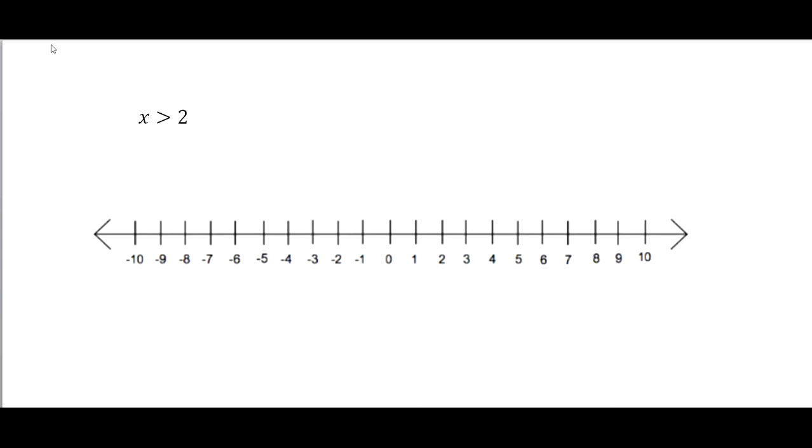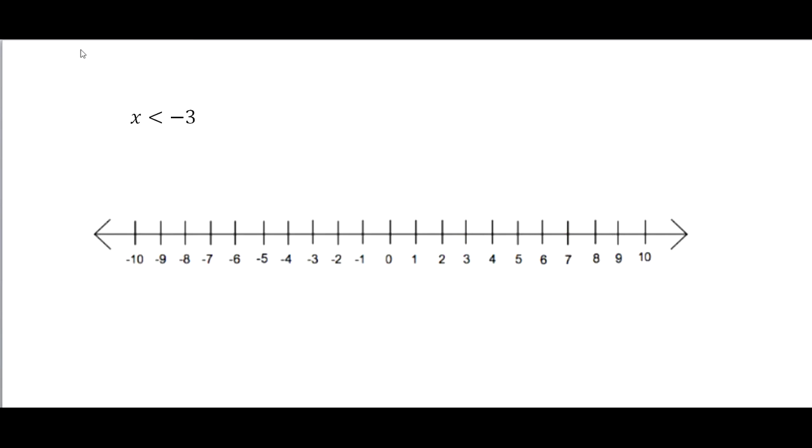If we had to illustrate x is greater than 2 on a number line, what we do is find the point 2, which is here. Since it is greater than 2, we are looking for all the values greater than 2. So we draw a line with an arrow going this way. So that is how we represent x is greater than 2.